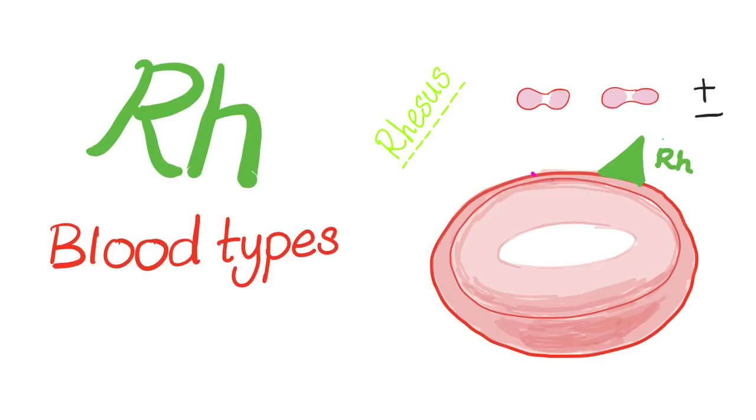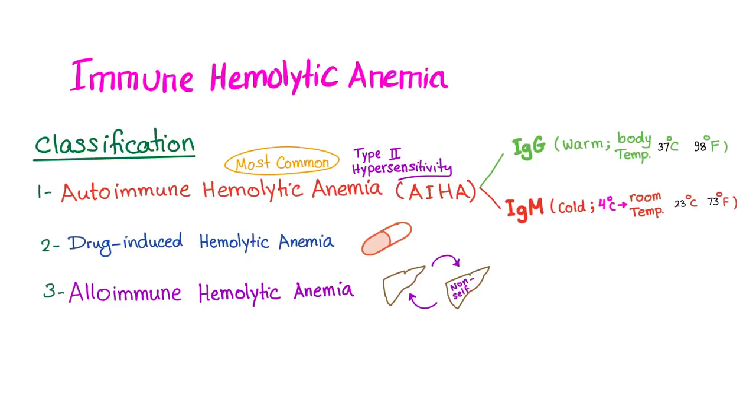For example, are you blood group A positive or A negative? Positive or negative, that's the Rh system. We have repeated this slide over 1,000,000 times.